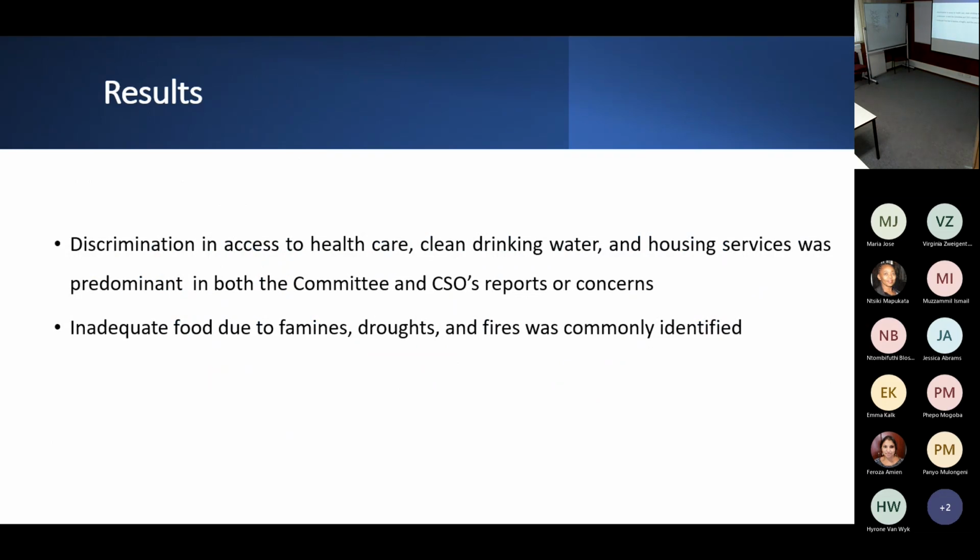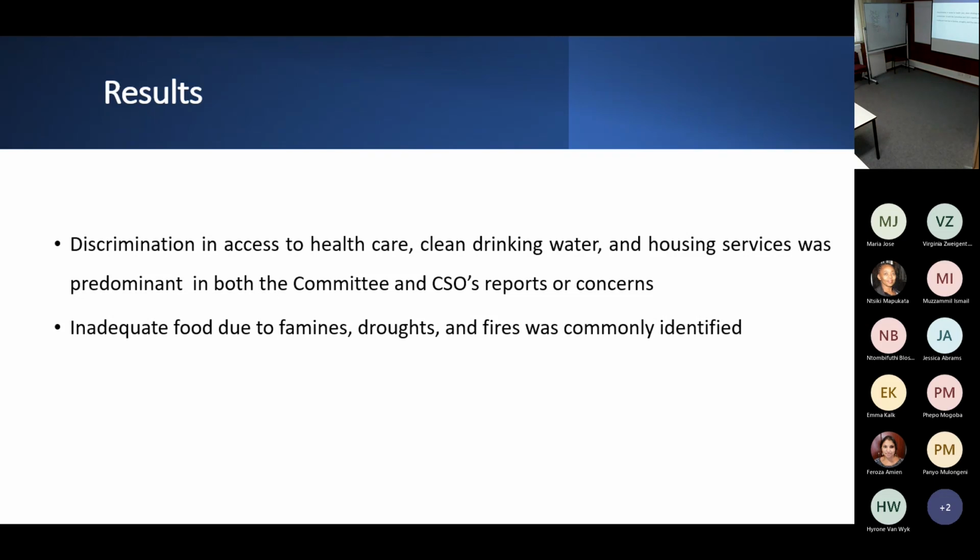Dealing with our results, like I've already mentioned, as much as the committee was noting that the state parties were providing healthcare, there were issues of discrimination, and also inadequate food, and they all mentioned that it was due to famines, droughts, and fires. But when the state parties were addressing these concerns as a remedial action, instead of addressing the root cause of famines, droughts and fires, they were directly addressing these problems through distributing food parcels.